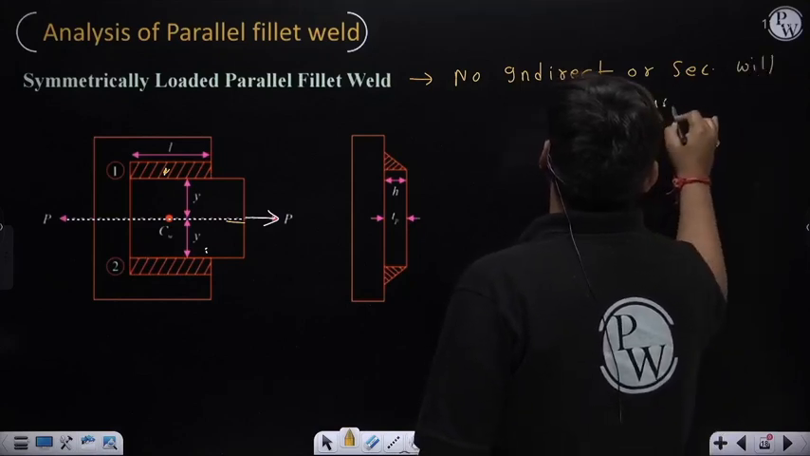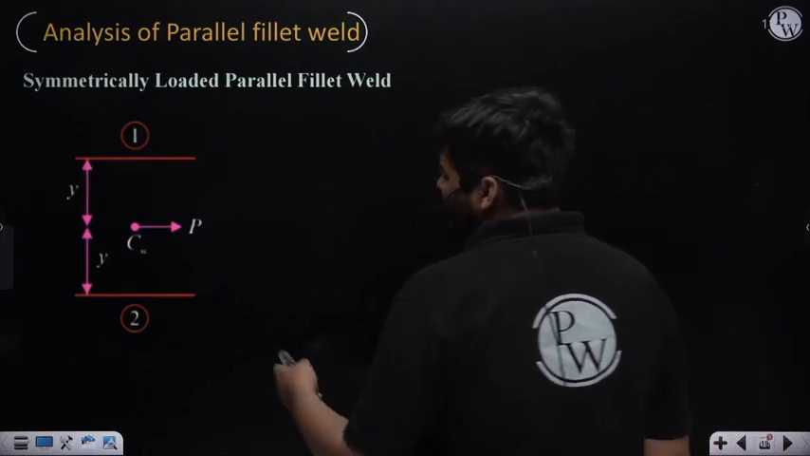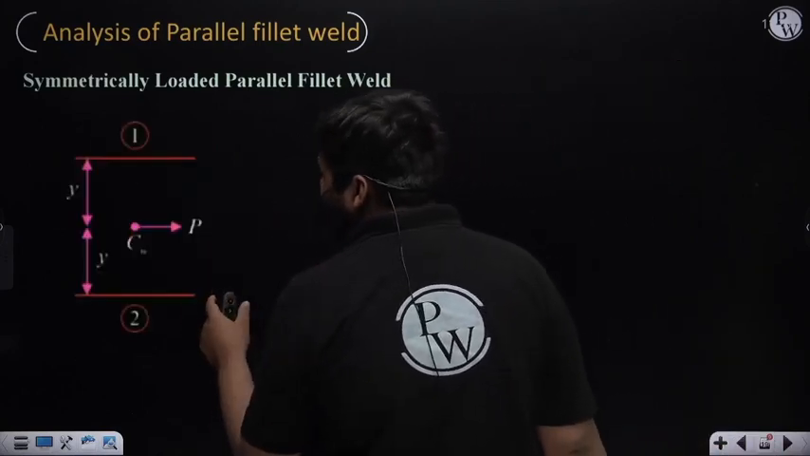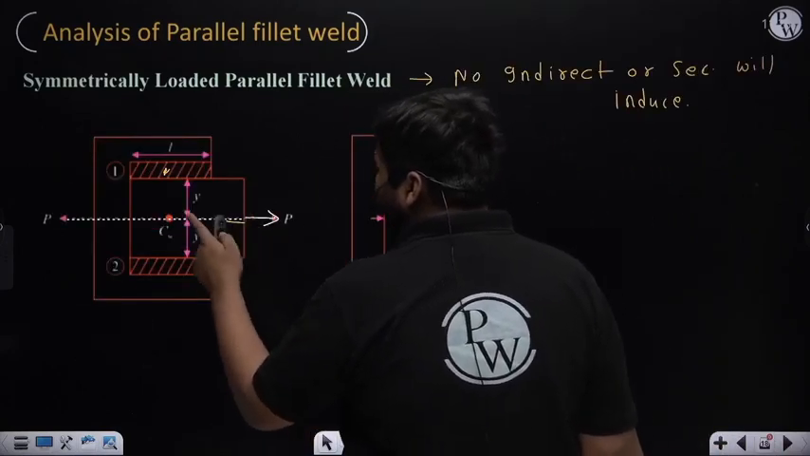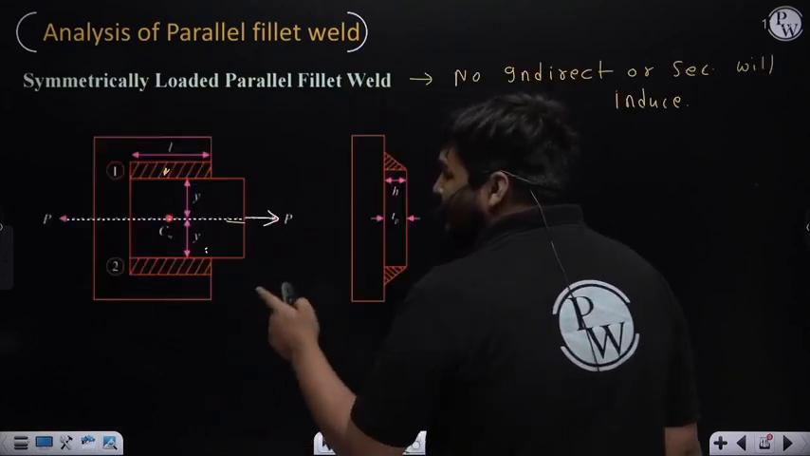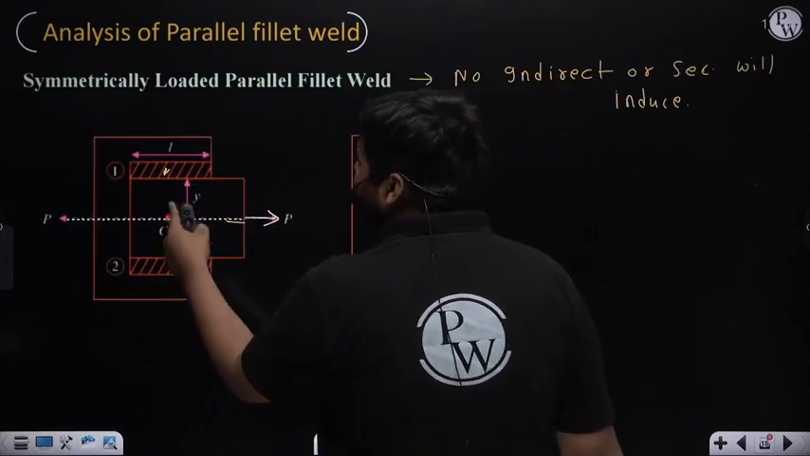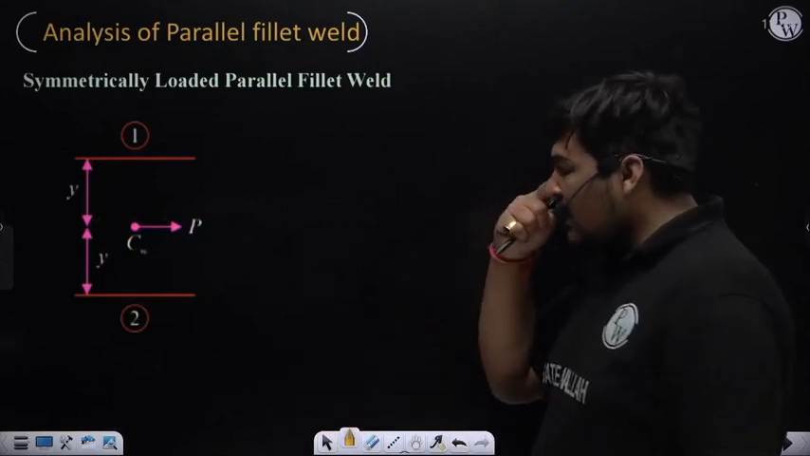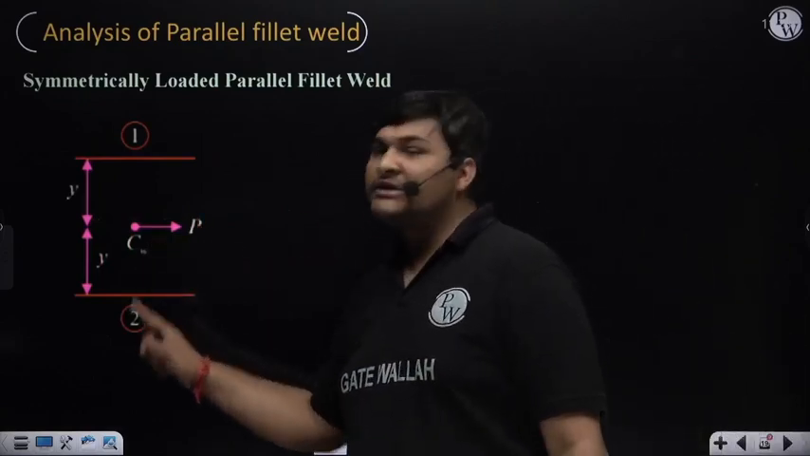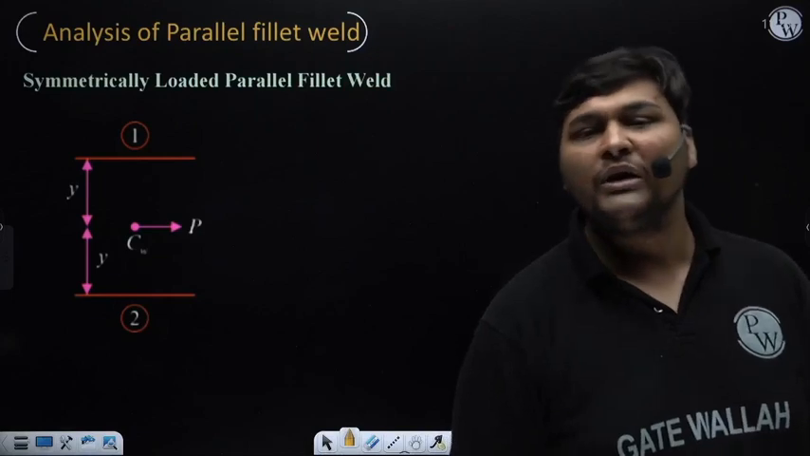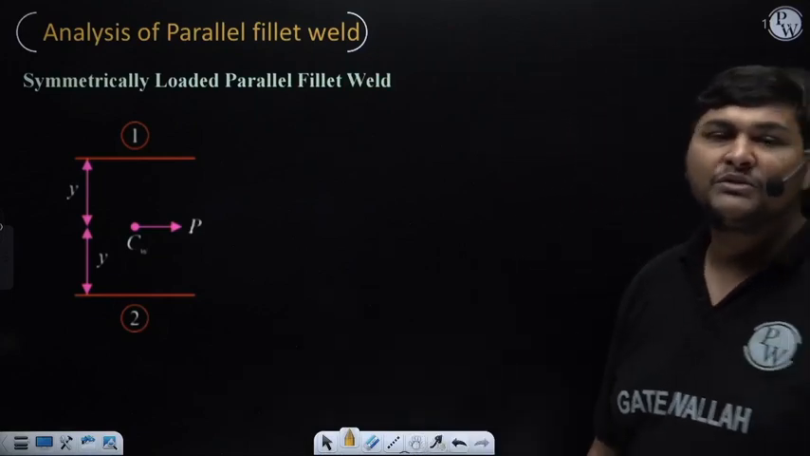And why can you conclude this? Because if you transfer this force P to the combined centroid, direct force P will come, but no moment will come, because the perpendicular distance of force P from the combined centroid is 0. So if you transfer this force P to the combined centroid, only force P will come, meaning only primary stress will come, no secondary stress will come.